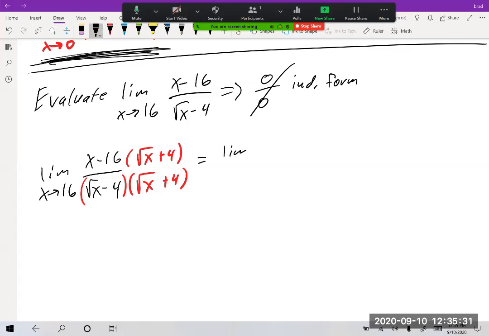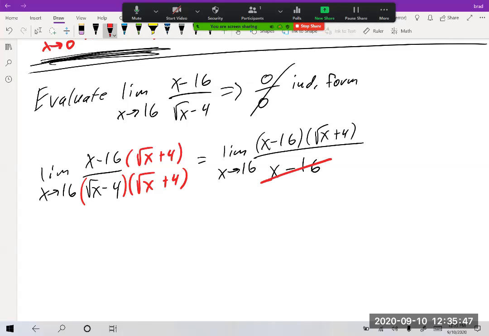So this will now become the limit as x approaches 16. And again, I haven't used the limit yet. I'm just doing a bunch of rewrites. And I'm not going to FOIL this out. I'm hoping something will clean up. So I'm just going to write square root of x plus 4 all over. Now this will become x minus 16. What do you know? This cancels with this.